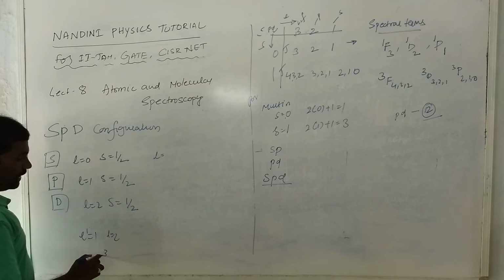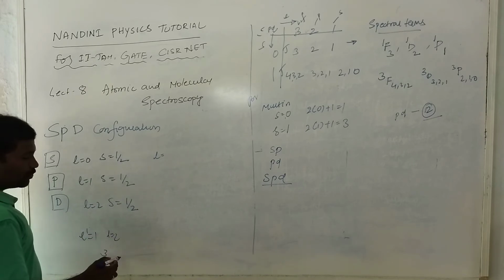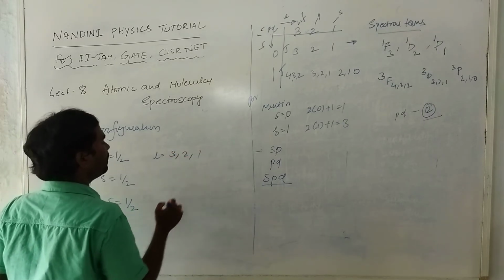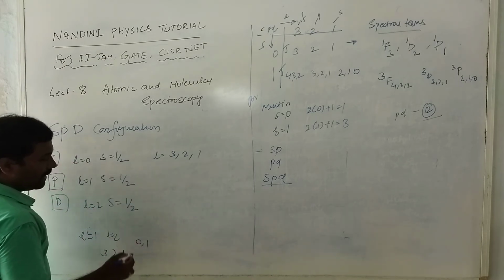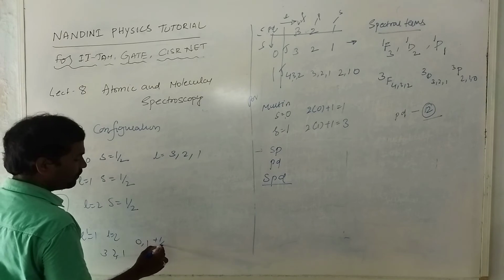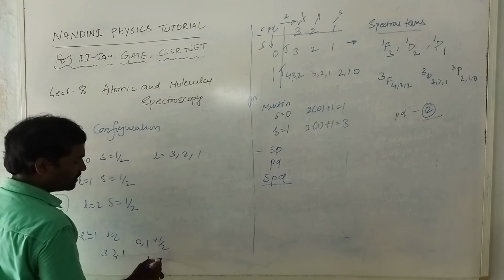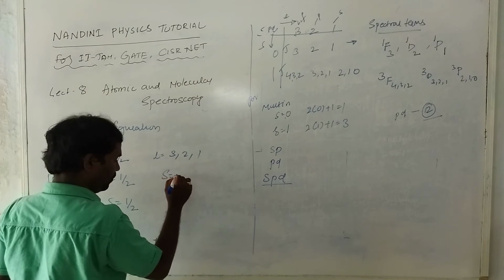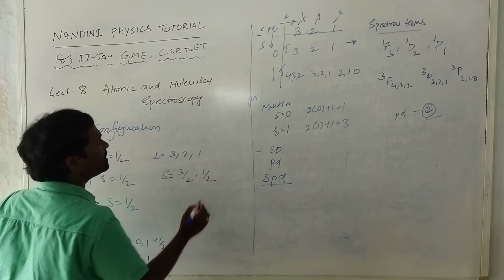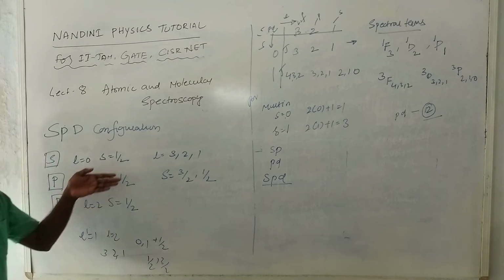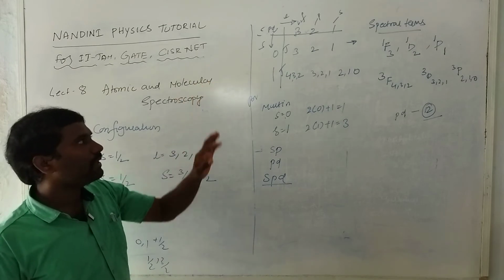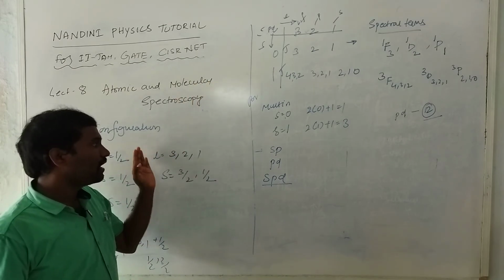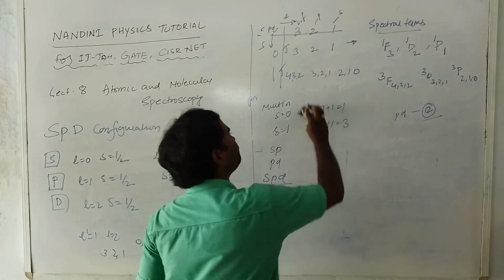So 1 plus 2 is 3, 1 minus 2 is 1, in between is 2. So your L value runs from 3 to 1. For S, the first two states give 0 and 1, and the third state is simply plus half. So 1 plus 1 by 2 is 3 by 2. So the values are S is equal to 3 by 2 and 1 by 2. These are the possible values of S and L from this configuration. Right now again I use the same chart to find out the spectral terms.